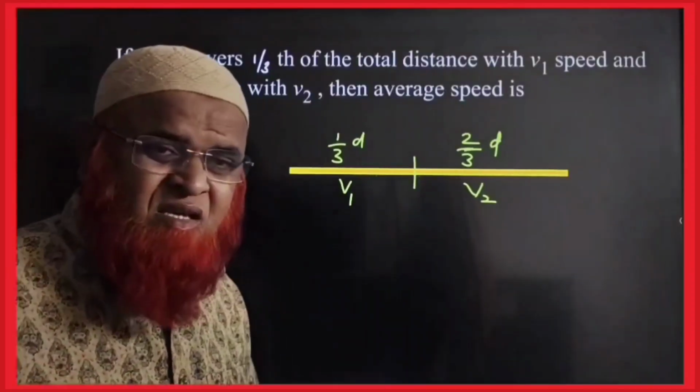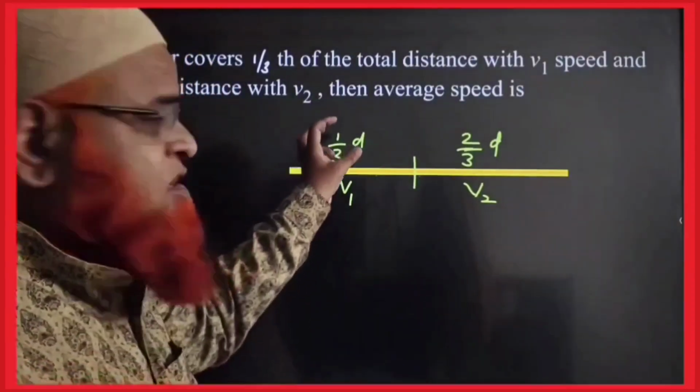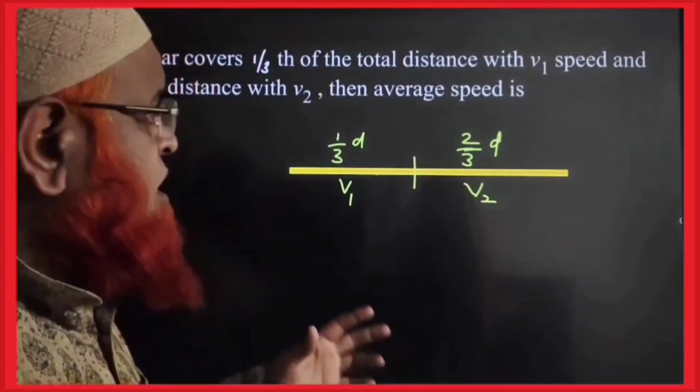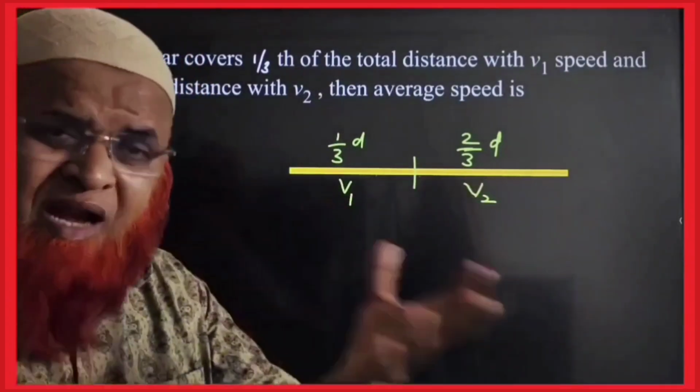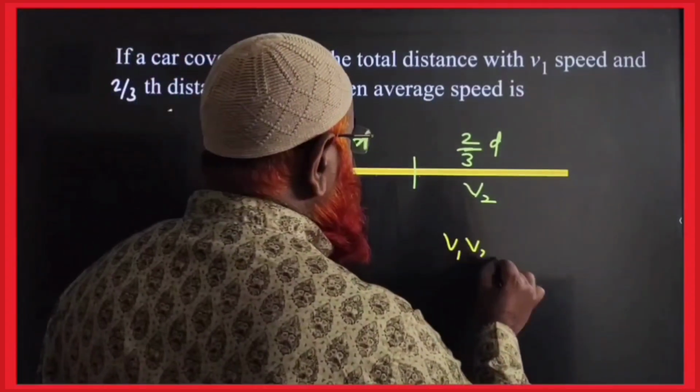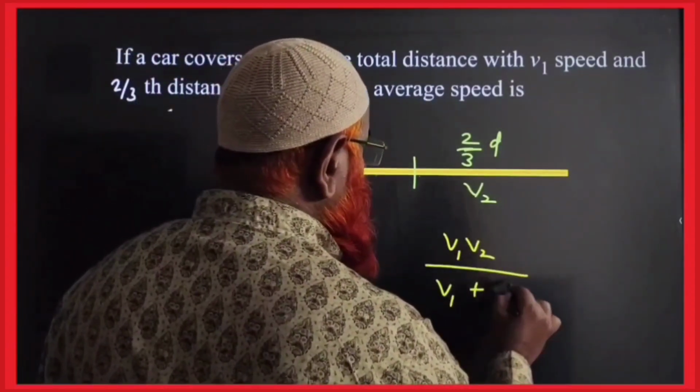Dear students, this is the case of an average speed where 1/3 of the total distance is covered with velocity v1, and 2/3 of the total distance with velocity v2. Find the average speed. For that, I will give one small shortcut here. Just write v1 v2 by v1 plus v2.